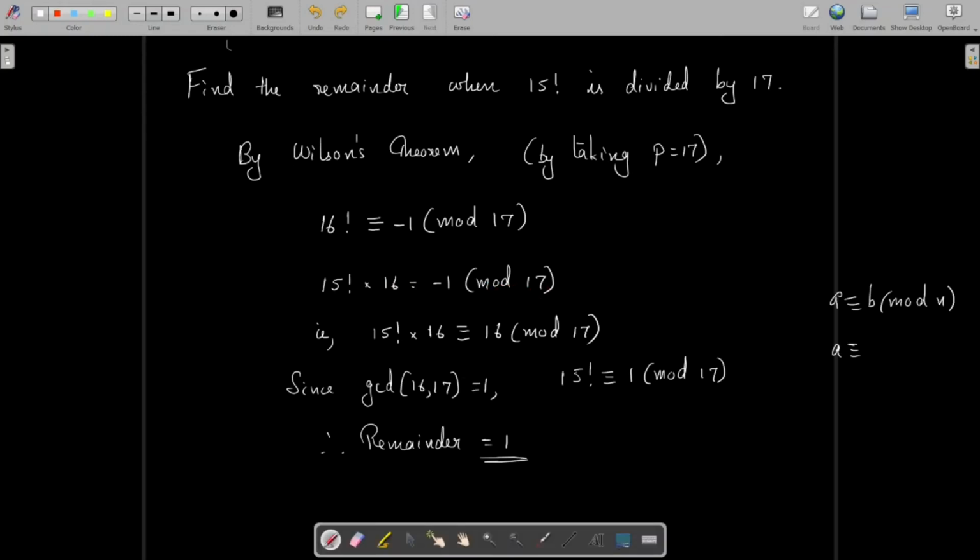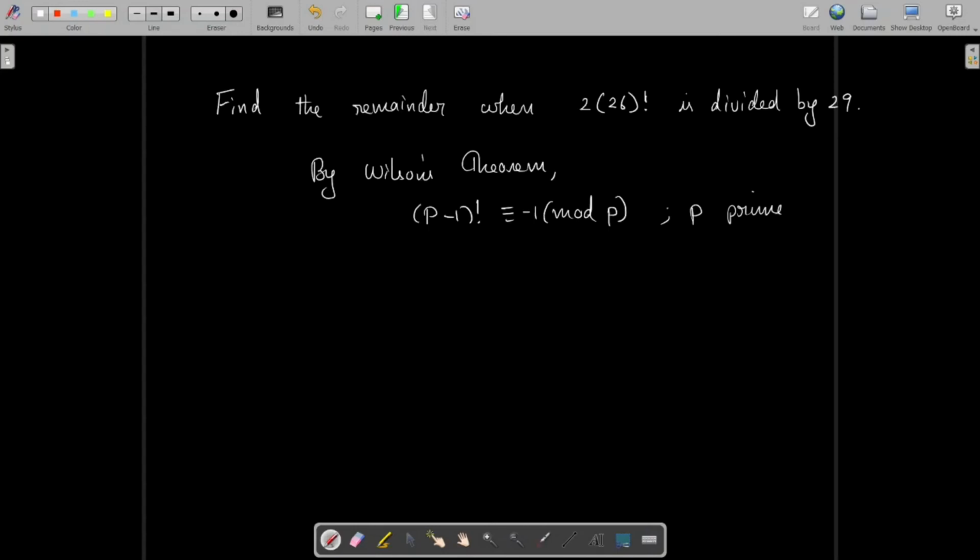We have the result: if a is congruent to b mod n, then a is congruent to b plus n mod n. Applying here, we have 15 factorial times 16 is congruent to minus 1 plus 17, that is 16 mod 17. Now GCD of 16 and 17 is 1. So we can cancel this common factor from both sides of this congruence and we may write 15 factorial is congruent to 1 mod 17. That is, when 15 factorial is divided by 17, the remainder is 1. So the required remainder in the problem is 1.